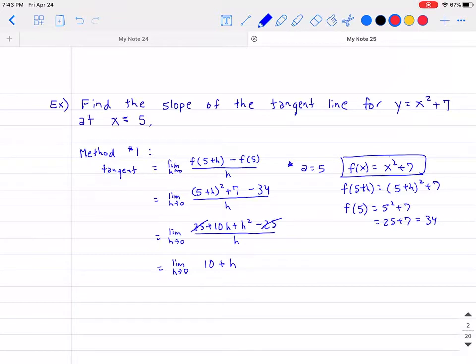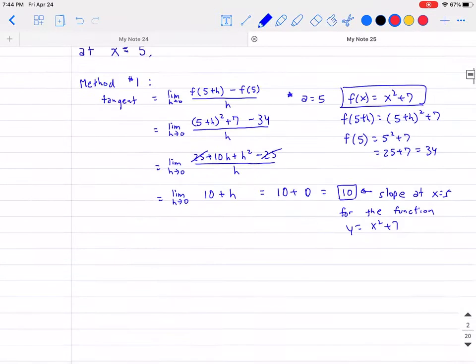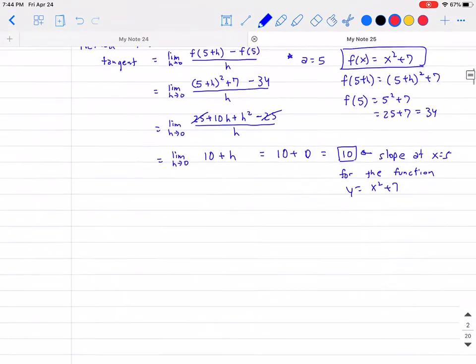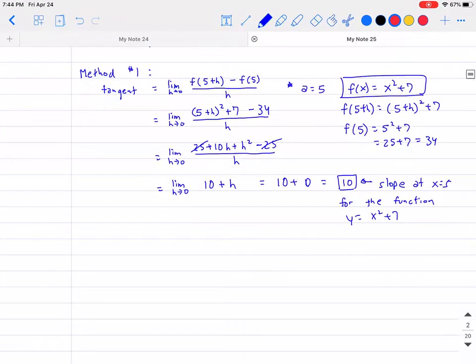And at this point, once I divide by h from both terms, I can now allow h to be equal to 0. And in that case, we are going to get 10 plus 0. So the answer is equal to 10. So that right there is going to be our slope at x equals 5 for the function y is equal to x squared plus 7.